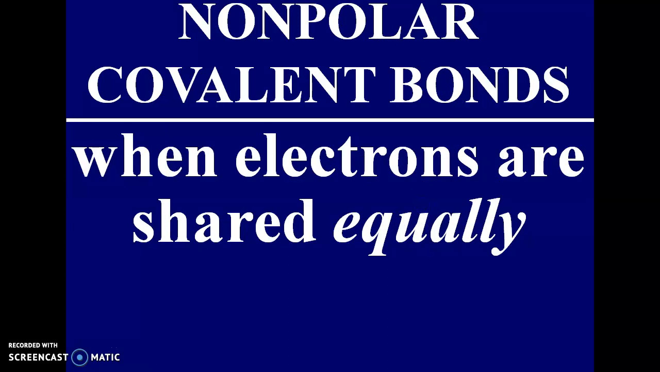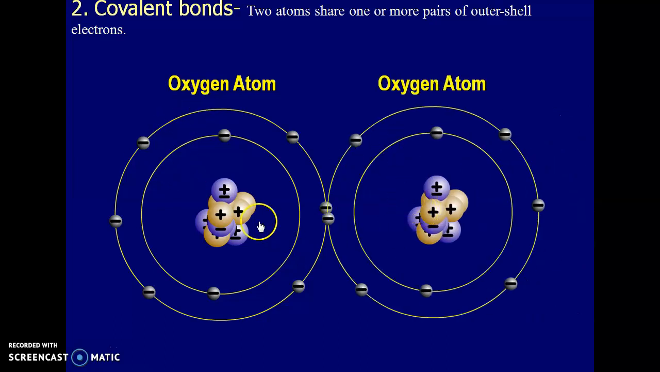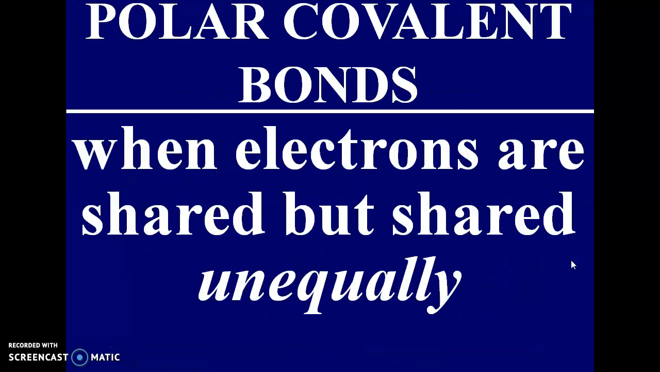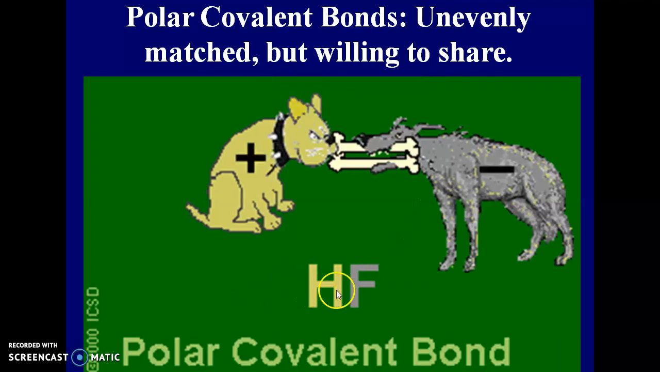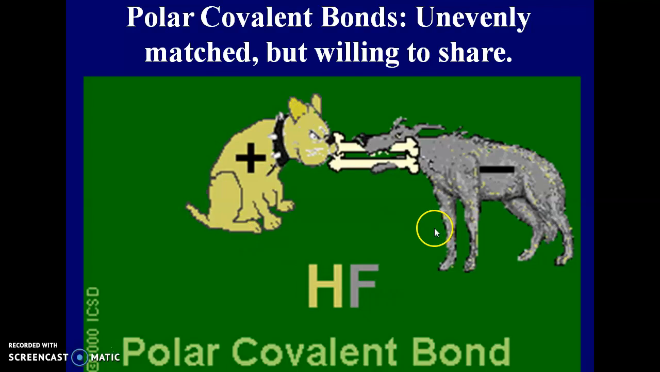Next is the non-polar covalent bond, when electrons are shared equally, like hydrogen or chlorine. In the oxygen molecule, the same atoms share electrons equally. When electrons are shared unequally, it is a polar covalent bond, like that formed in HF. This is hydrogen and this is fluorine. So there is unequal sharing, but it is also known as a covalent bond.